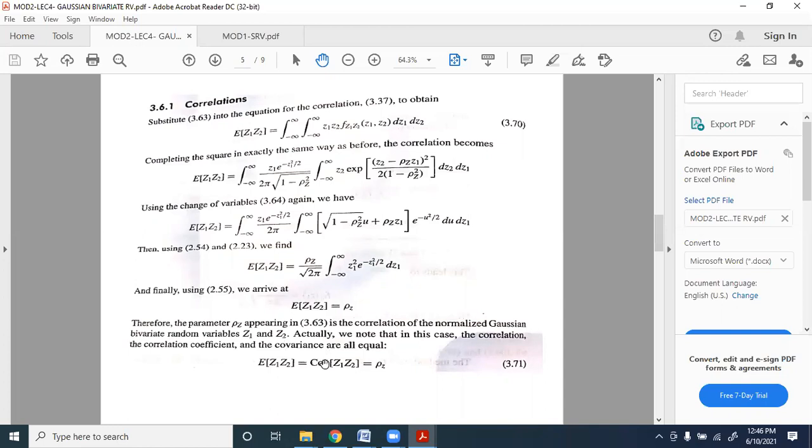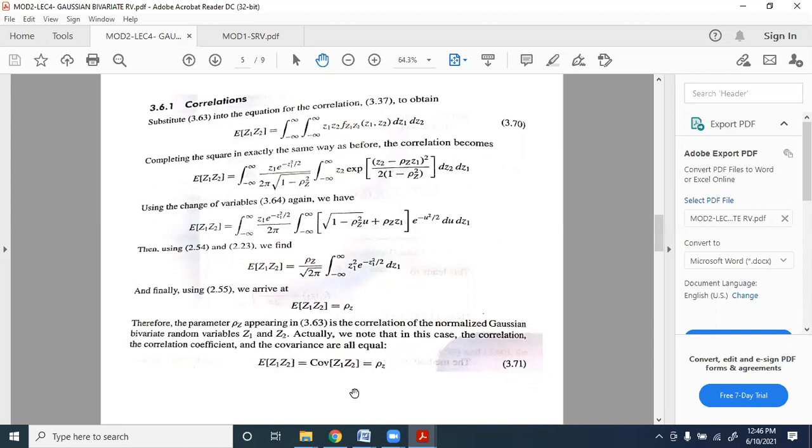Correlation and covariance are related, we know that. We can write the covariance of Z1, Z2 as the expectation of Z1 minus mu Z1 multiplied by Z2 minus mu Z2. Mu Z1 and mu Z2 are both zeros. So the covariance of Z1, Z2 will be equal to the expectation of Z1 Z2, which itself is the correlation, and that will be equal to rho Z itself.